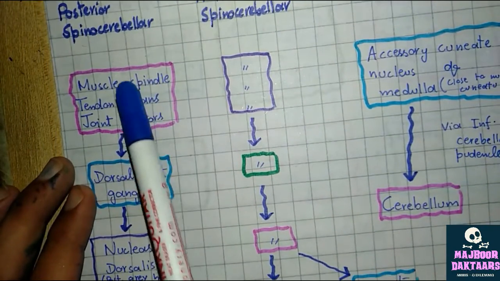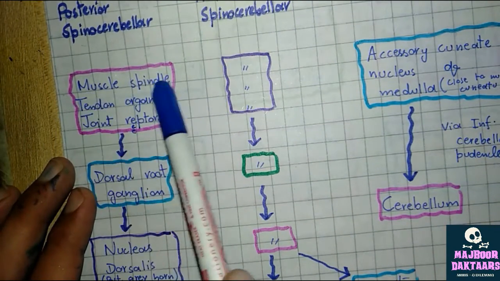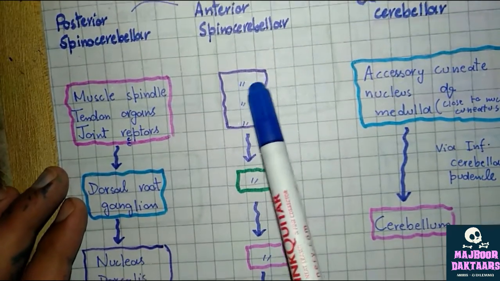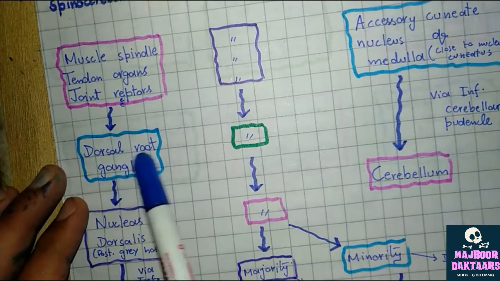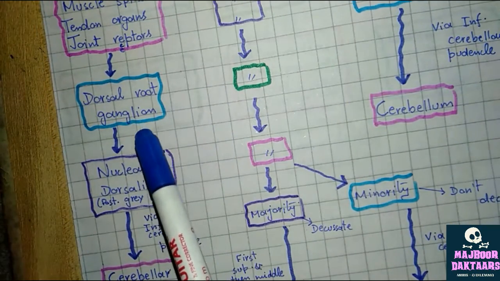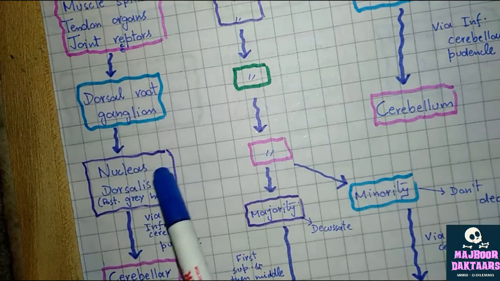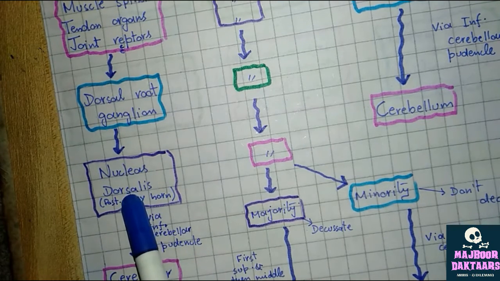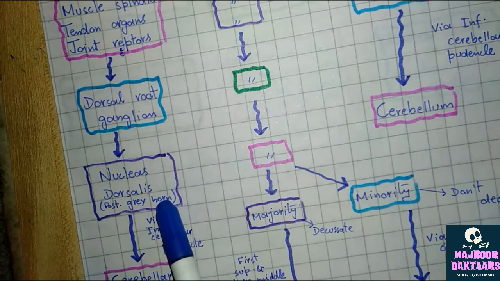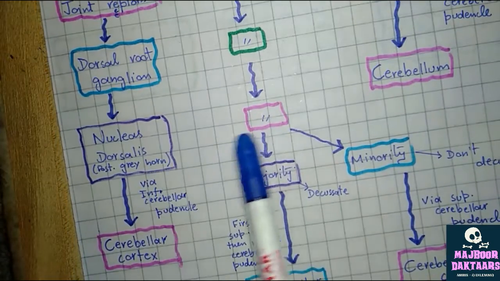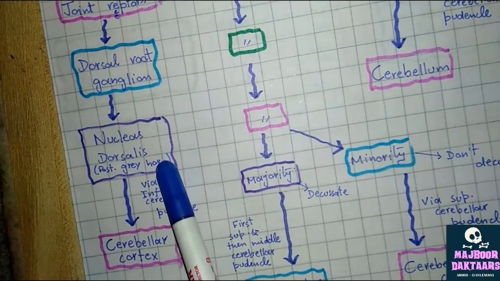The receptors for these are the muscle spindle, tendon organ, and joint receptors. It is the same for the anterior spinocerebellar tract. Both move to the dorsal root ganglion, and from there to the second order neuron known as the nucleus dorsalis, which is a collection of cells in the posterior gray horn. It is the same for the anterior spinocerebellar pathway. Now the change occurs from this point in both of them.